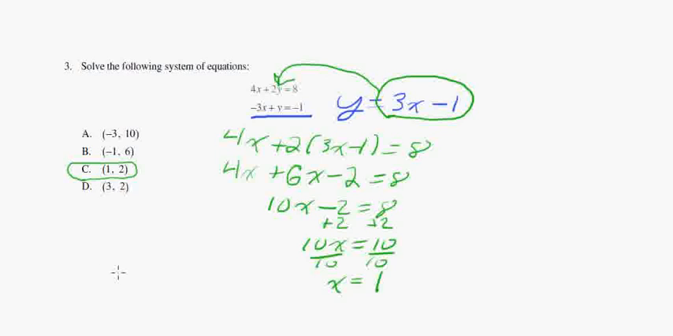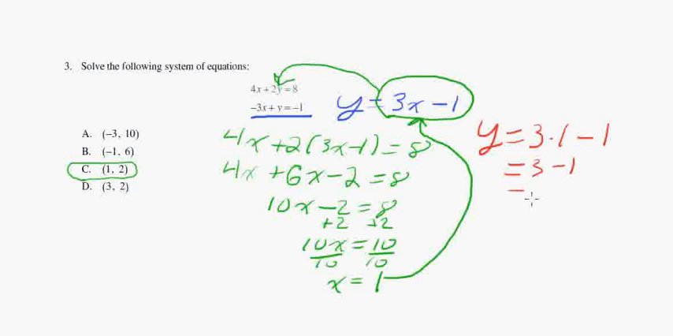Now, that might not actually be correct. Assuming we did this part correct, then the answer would be C. So what we really need to do, to make sure we are completely correct, is take this number and substitute it in for x there. Switch colors again. So now we get the following. y is equal to 3 times 1 minus 1, which is equal to 3 minus 1, which is equal to 2.